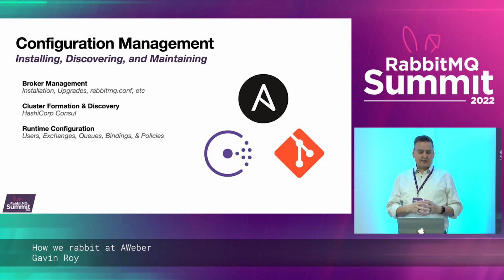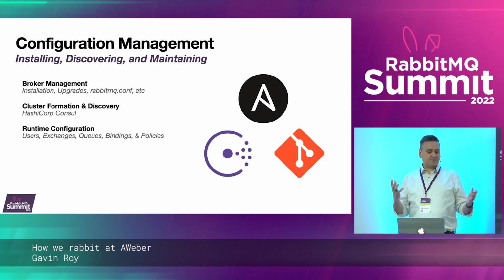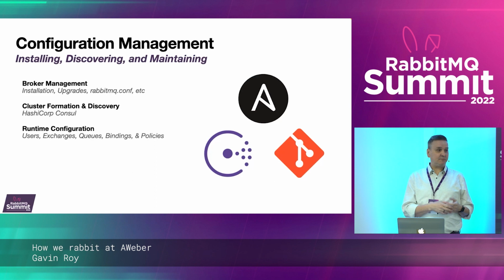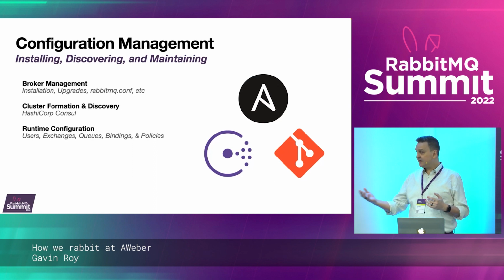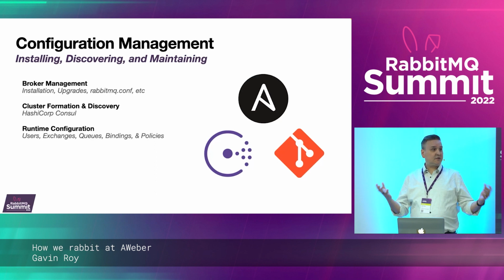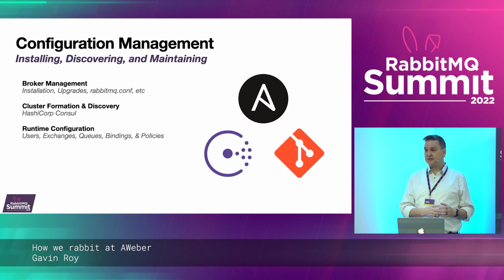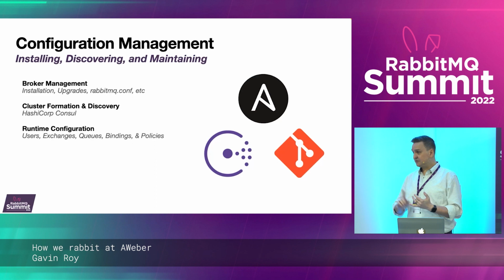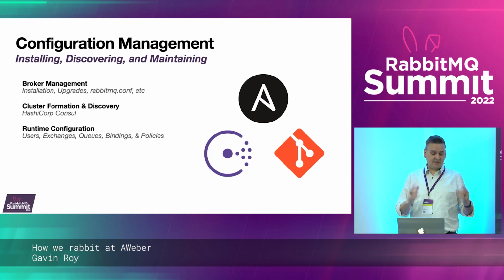So we focus on three different aspects of that, right? There's the how do we install or upgrade Rabbit? How do we configure the rabbitmq.conf or advanced.config file or TLS, things like that? How do we tell the cluster, the individual nodes that they're part of a cluster? And how do we handle runtime configuration? That is the aspects of the broker that applications expect to use, whether that's users, exchanges, queues, bindings, etc.